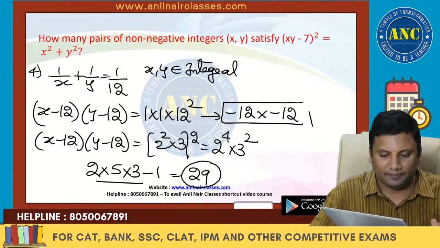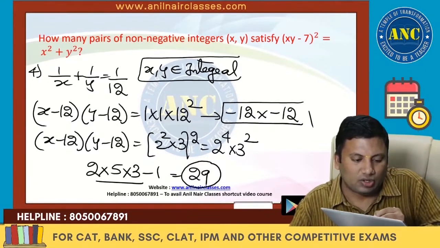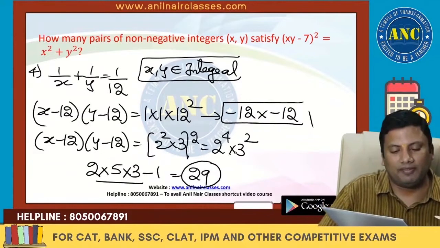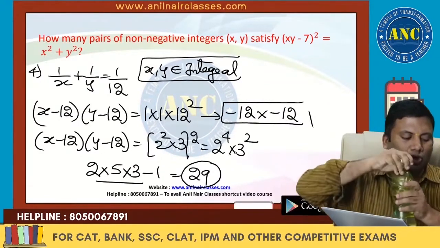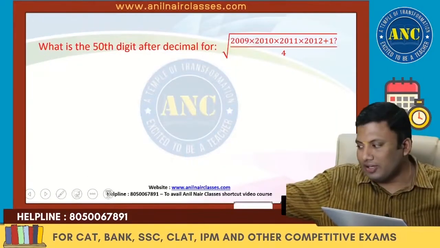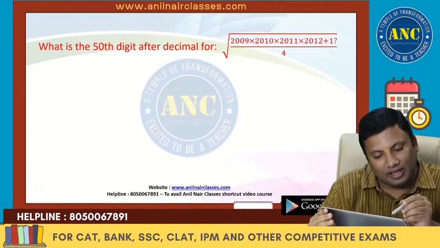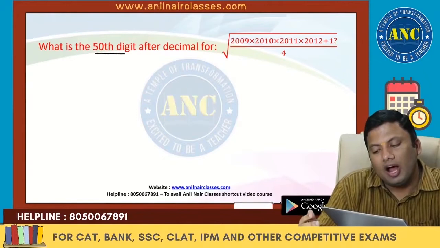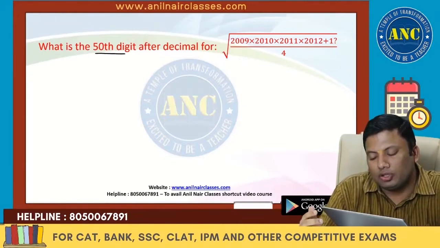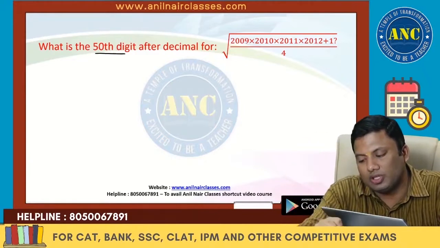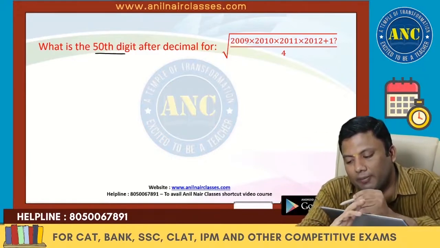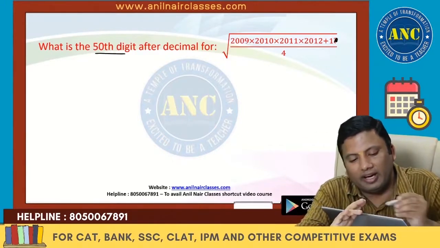Idea clear, right? If x and y are integral solutions, now when you get this kind of question, you know the approach to solve these questions. Another one. What is the 50th digit after the decimal for the square root of 2009 into 2010 into 2011 into 2012 plus 1, when divided by 4?